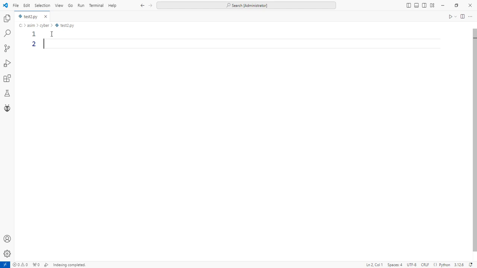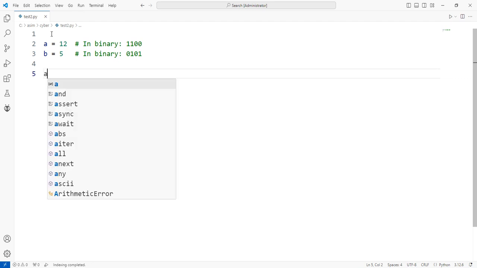Initialize two integer values. Bitwise AND operation. The AND operation compares each bit of two numbers. If both bits are 1, the result is 1.